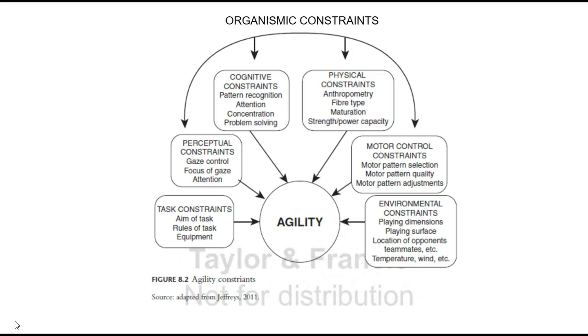This is a good graph that identifies those organismic constraints for you. You can see here, from left to right, our perceptual, our cognitive, our physical, as well as any motor control constraints.